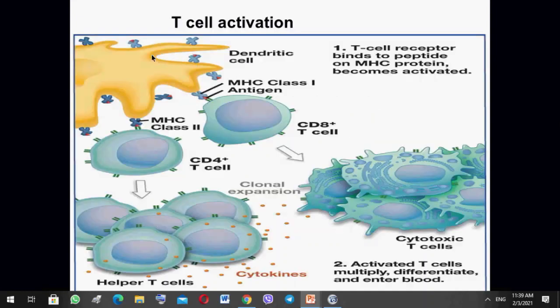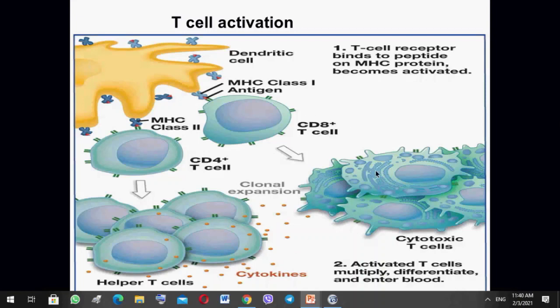In this diagram, we can see the antigen-presenting cells, and these antigen-presenting cells will react with the helper T lymphocyte, which we call CD4 positive T lymphocyte, or with the cytotoxic T lymphocyte, which we call CD8 positive T lymphocyte. The CD4 positive helper T lymphocyte will give rise to cytokines that will help, as the name says. Why do we call them helper? Because they help other immune system cells to react against the pathogens.